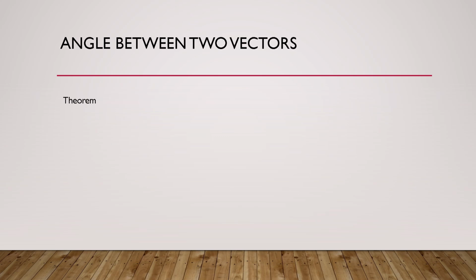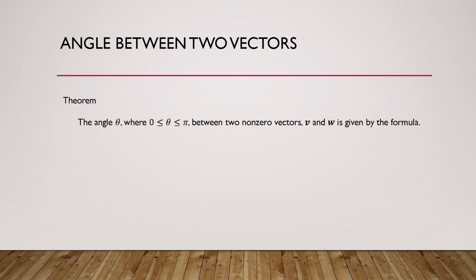The following theorem states that the angle theta, where theta is between 0 and pi, between two non-zero vectors v and w, is given by the formula cosine theta equals the dot product of v times w divided by the magnitude of v times the magnitude of w.